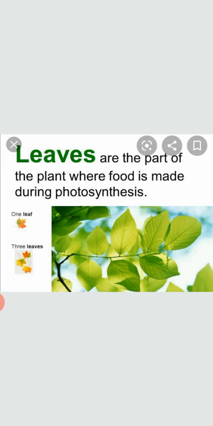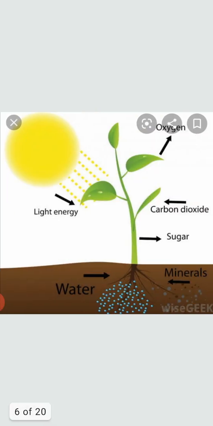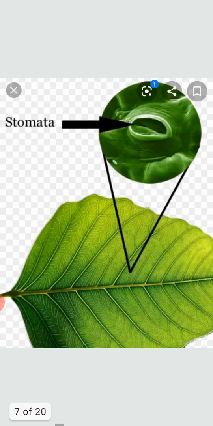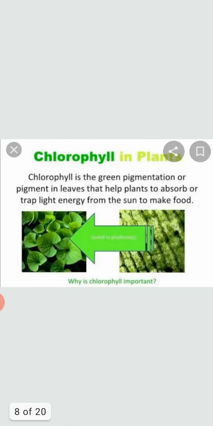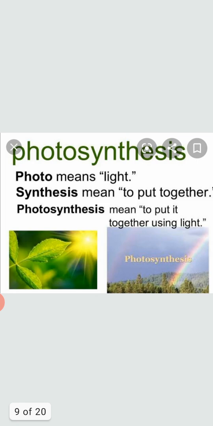Water and minerals present in the soil are absorbed by the roots and transported to the leaves. Carbon dioxide from air is taken in through the tiny pores present on the surface of leaves. The tiny pores are called stomata. The leaves have a green pigment called chlorophyll. It helps leaves to capture the energy of the sunlight. Since the synthesis of food occurs in the presence of sunlight, it is called photosynthesis.